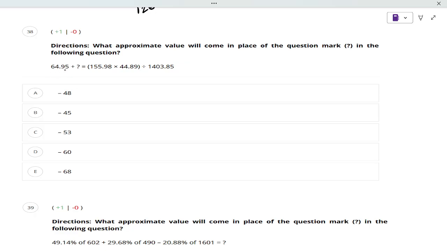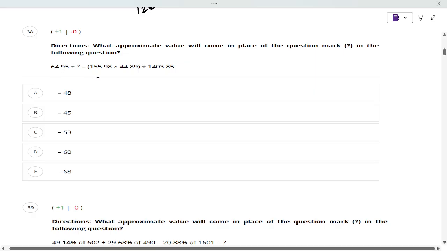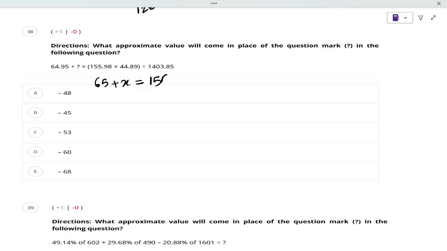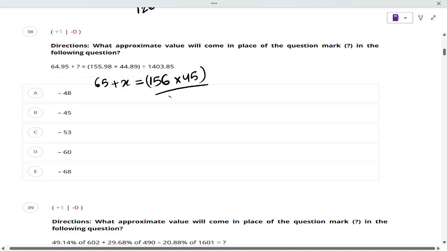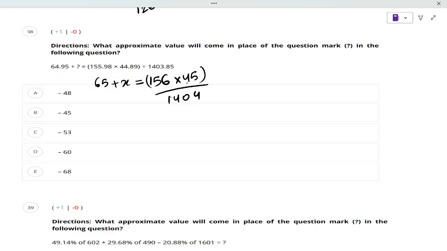So 64.9, we can give 65 here because the digit after the decimal is greater than or equal to 5, that means we can give 1. So here let's take 65 plus x is equal to, can we take 156 to remove the point, into 45, but here we have a bracket divided by 1, 4, 0 and 4. Now we can cancel this one. Let's cancel it with 4. 4 3 times will give us 12, and then we have 36 for 9 times, 4 3 times 12 for 5 times, and for 1 times.